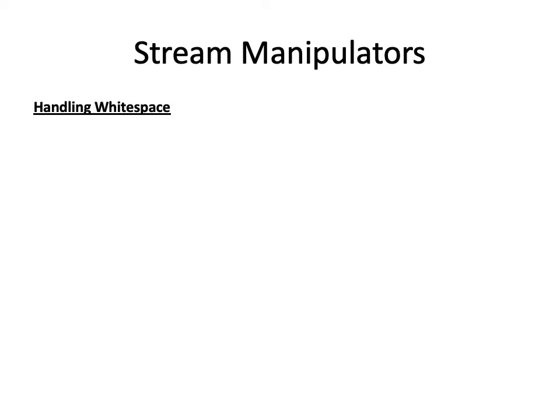How do you handle whitespace? Skip WS and no skip WS. So skip whitespace or don't skip whitespace. This is mostly used for input streams, whereas all the others have been for output streams, generally, not always, but generally. Now, this is really just for an input stream.